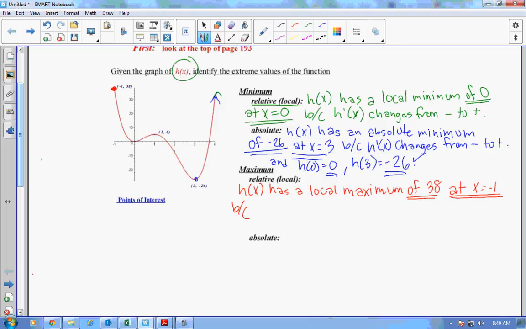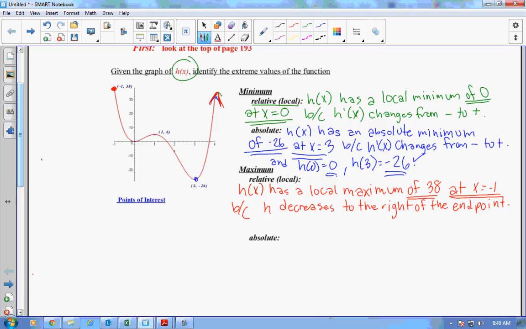Okay, because h decreases to the right of the endpoint. Yeah? It's not the highest, actually. This arrow goes on forever.